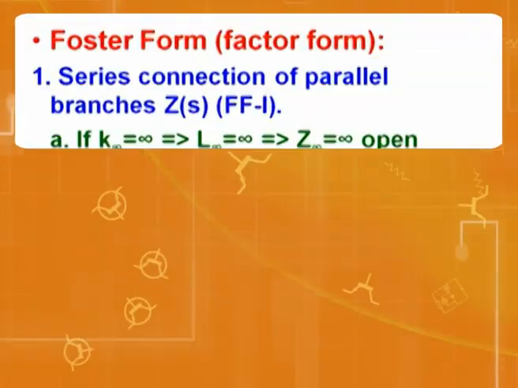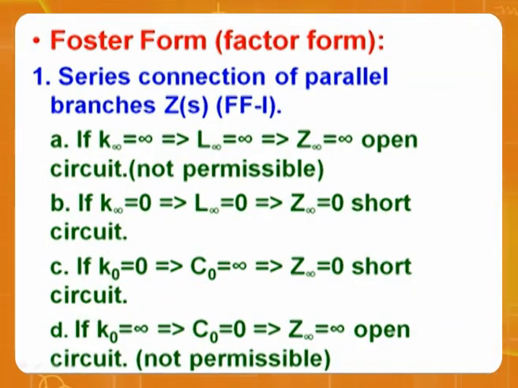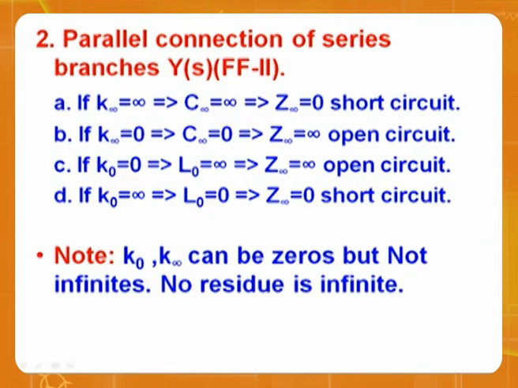Then in synthesis you have two forms. One is called Foster form, the second is called Cauer form. In Foster form 1 it is parallel branches of series, and Foster form 2 is series branches of parallel. We can easily identify them and synthesize them. These are the parallel and series.